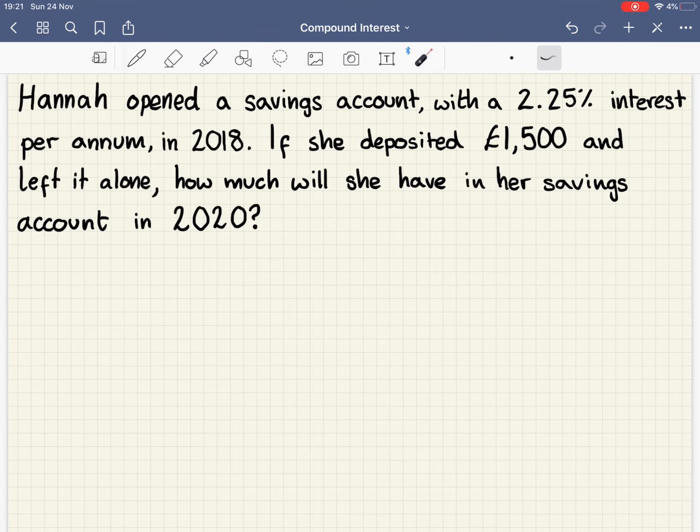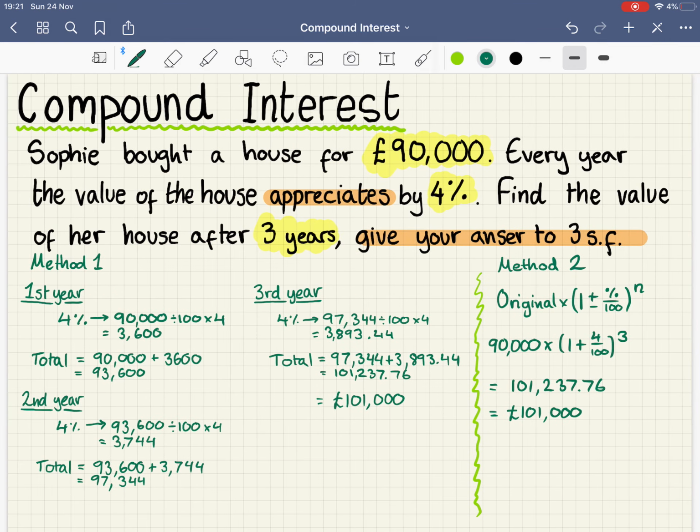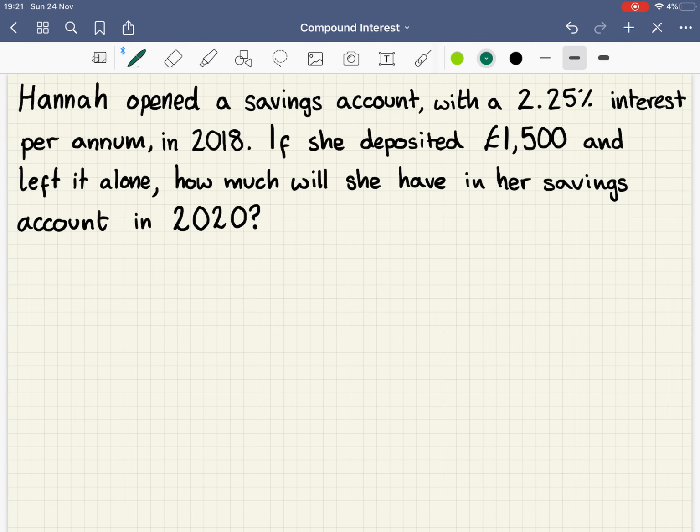Okay, so last one then. We've got Hannah opened a savings account with a 2.25% interest per annum in 2018. If she deposited £1,500 and left it alone, how much will she have in a savings account in 2020? So, first thing, it hasn't given us a clear number of years. In our previous ones, we have 4 years and 3 years. This one, you just need to figure out the years difference.